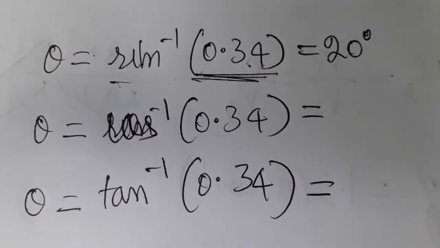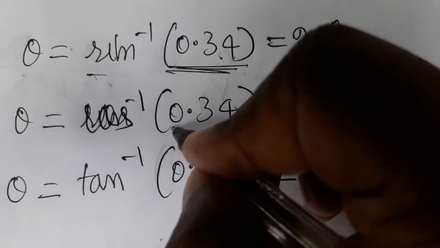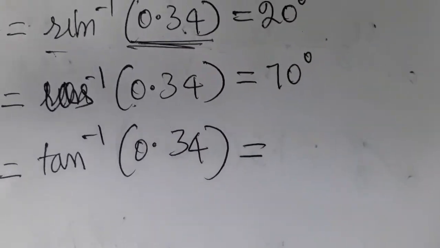What about the cos? It is opposite for the cos. Actually it is 17 degrees. We are going to check 0.37, whose cos is going to represent 70 degrees. That is what I am going to show you now.